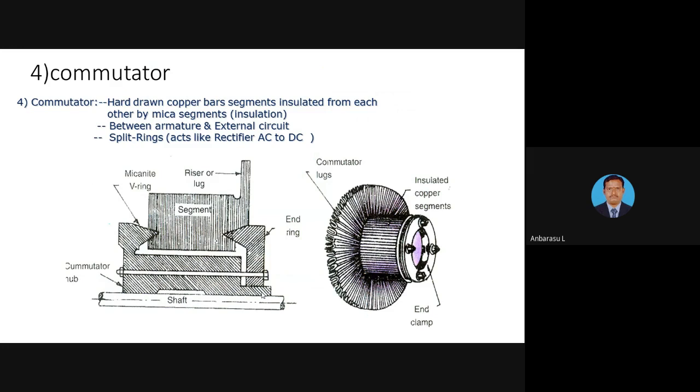So this is the commutator construction. Hard-drawn copper bars are circumferentially arranged, insulated from each other by mica segments. It sits between the armature and the external circuit. The split rings act like a rectifier, AC to DC. Here the commutator lugs are used to connect the armature winding coils. This is the commutator, insulated commutator segments, end clamp, end rings, shaft, commutator hub segments, mica V rings.